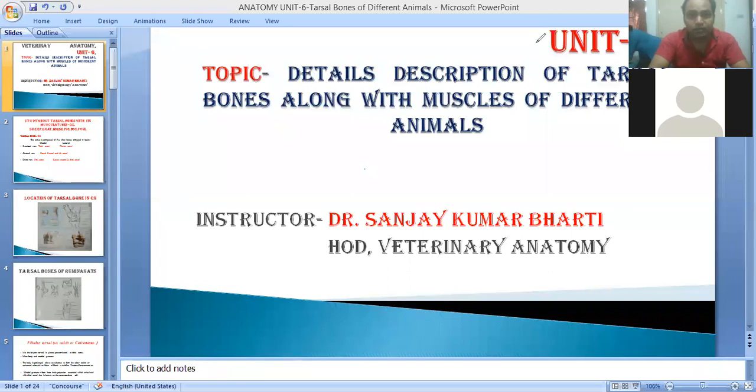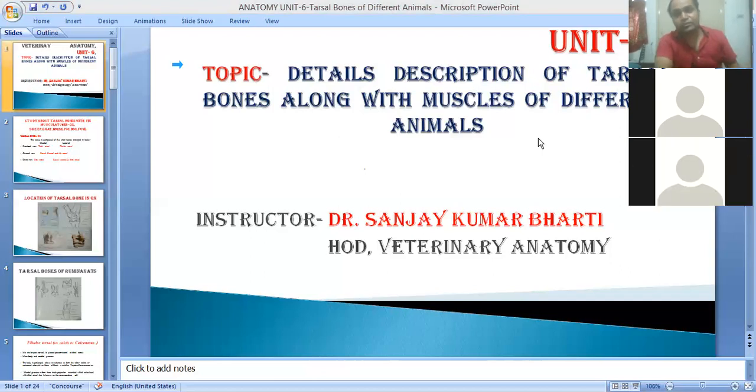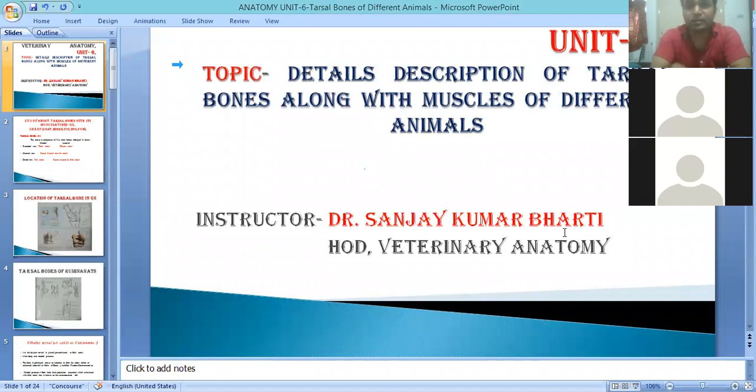Tarsal is a regular bone or small bone. Small bone, right? So if anybody asks you what the tarsal bone is, first you define it as a small bone, mainly located on the hind limb. On which joint? The hock joint, right? Is it an irregular bone? If anybody says this is an irregular one, true or false? Tarsal is false, right?